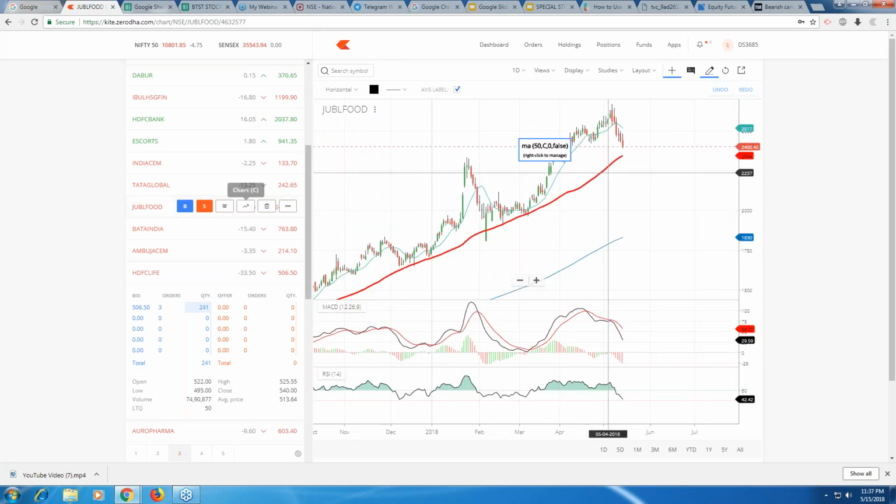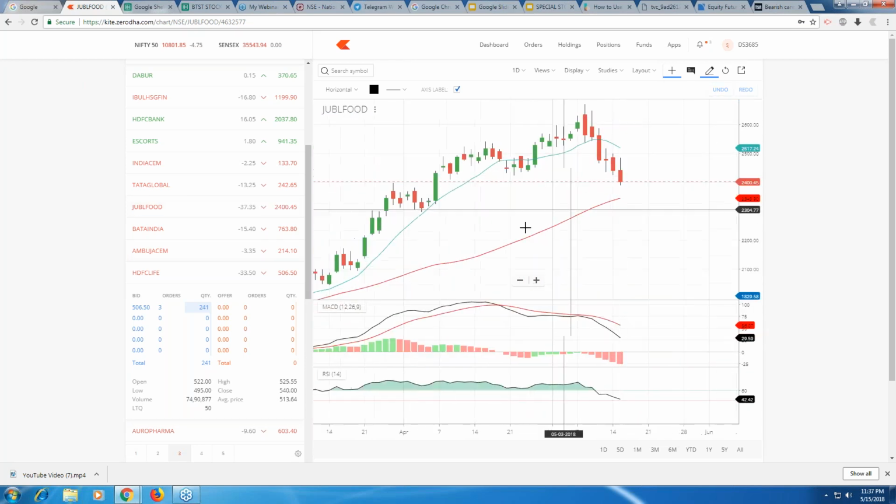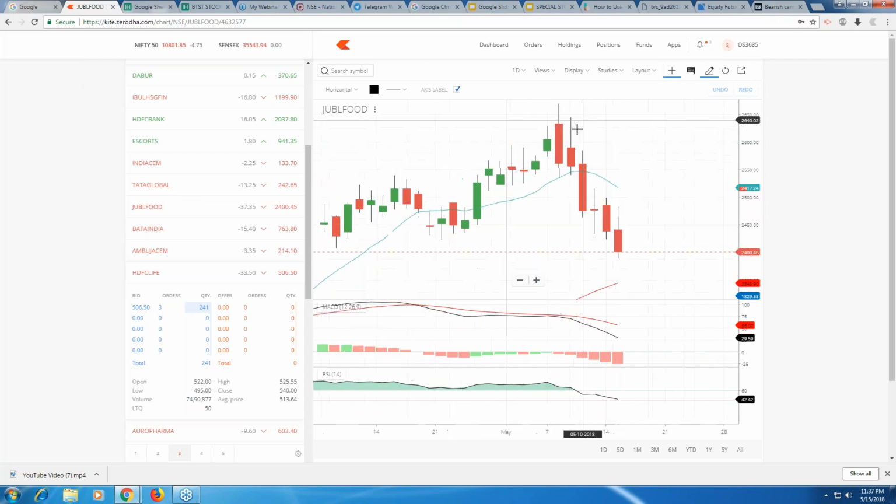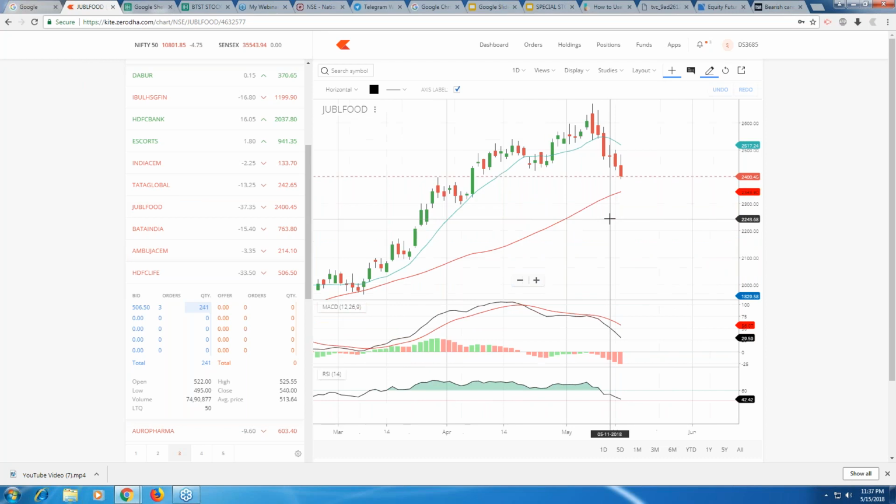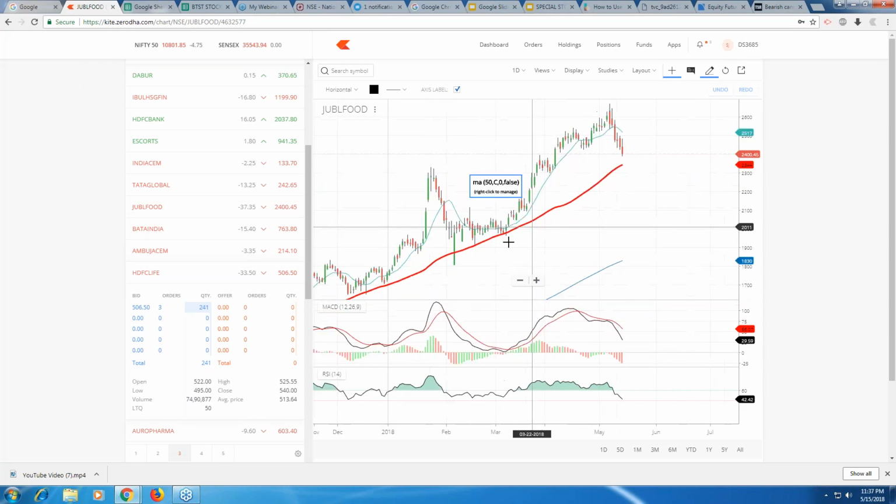Now see here, I want to show you a recently happened beautiful trade. This is Jubilant Food. Bearish engulfing candle, MACD crossover has already happened. RSI is bearish and see how beautifully it's falling down, right? And when it took support, how beautifully it went down.